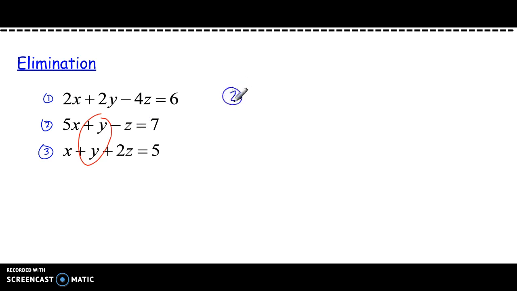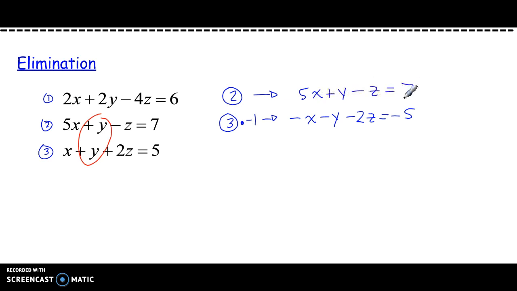I'll take equation 2 and equation 3, and all I have to do is pick one of the equations and multiply by minus 1. So I'll take the second equation and I'll multiply by negative 1. So it'll be negative x minus y minus 2z equals negative 5. And add that to the equation 2. And the y's will cancel out. We'll get 4x, no y's at all, minus 3z equals 2.